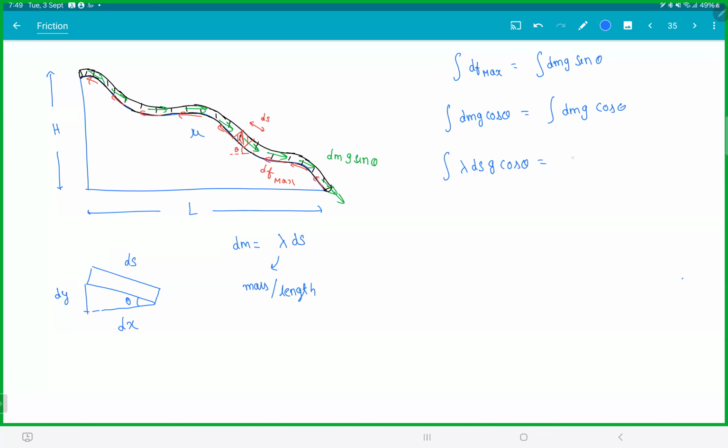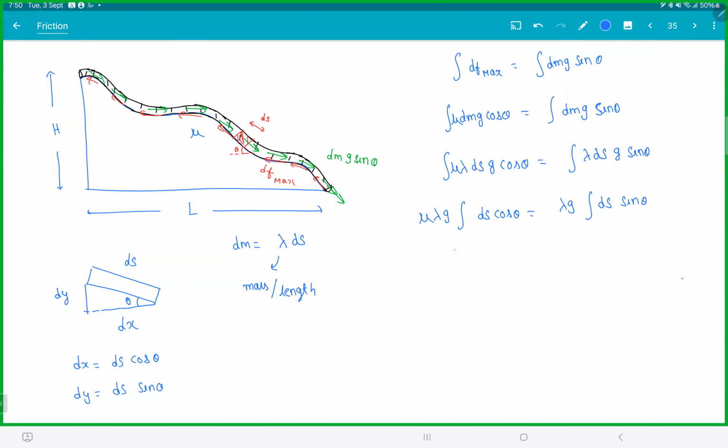Here at every instant, theta is changing. This is lambda ds g sin theta. So lambda and g will come out because they are constants. This is ds cos theta. There is a mu also, no? I forgot. This is a mu also. Lambda g integral ds sin theta. But from here you can see cos theta is dx by ds, or you can simply write dx is equal to ds cos theta, the adjacent side. dy is ds sin theta.